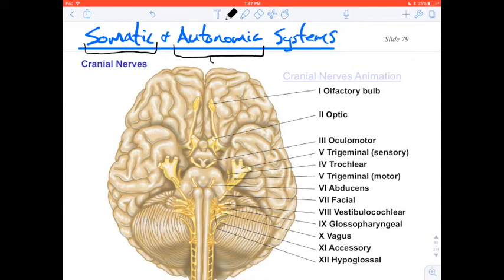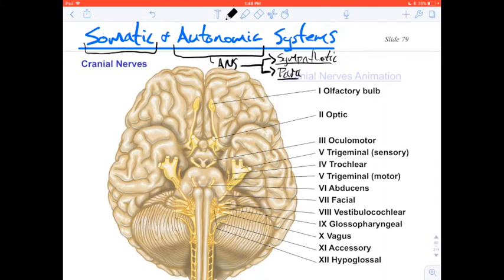And then, again, this autonomic we can break down into two categories. We'll use this as our general outline, but remember we have the sympathetic and the parasympathetic.